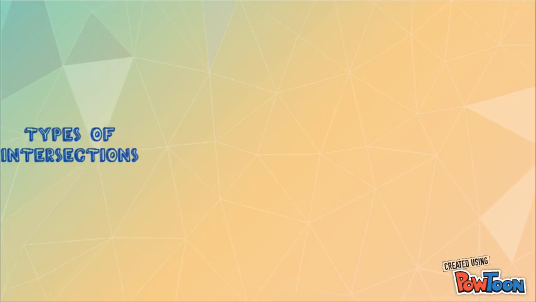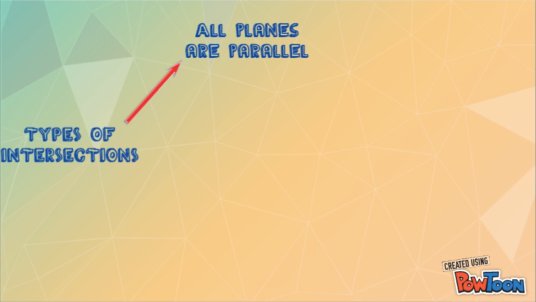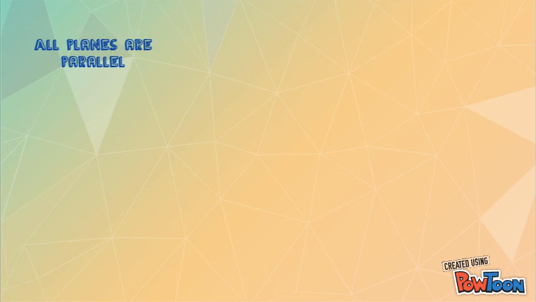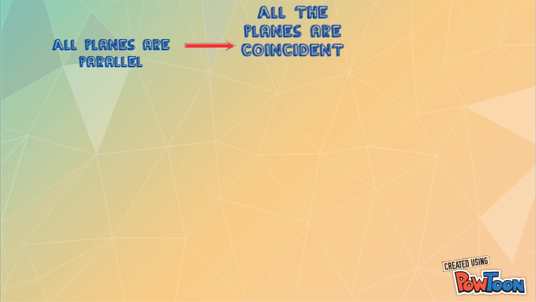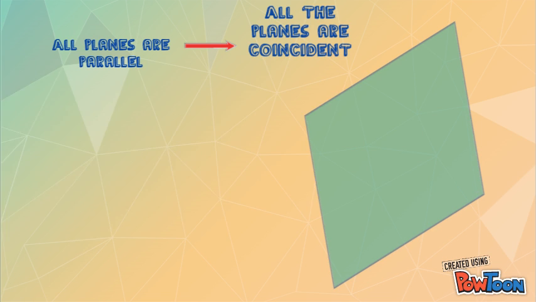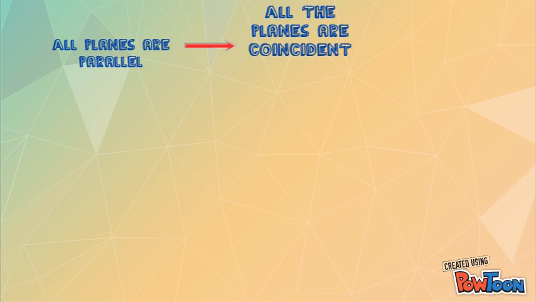When it comes to types of intersections, there is a case where all planes are parallel. We can identify this by comparing the direction vectors of the vector equation or normal vectors of the scalar equation to find if they have a similar ratio. In the case when all three planes are parallel, there's a scenario when all the planes are coincident. Therefore, there's a solution that satisfies all three planes, making this system consistent.